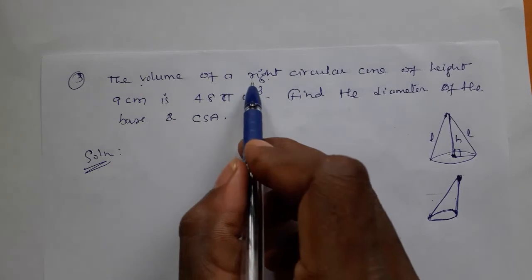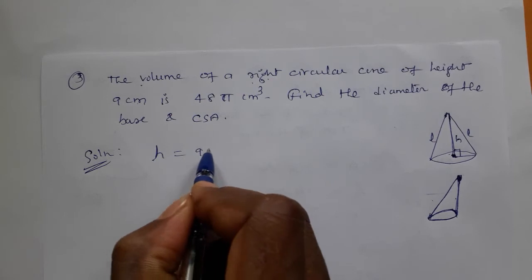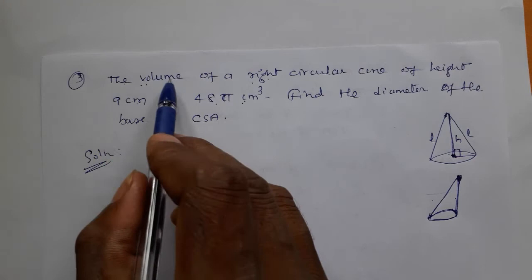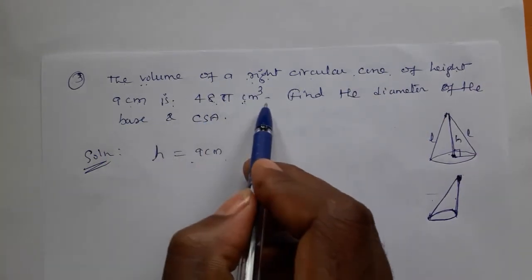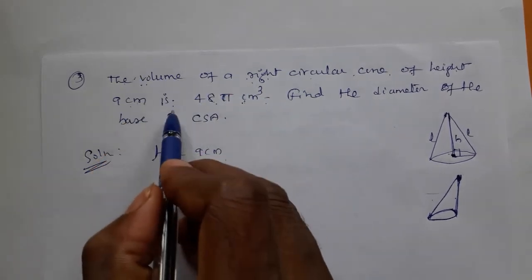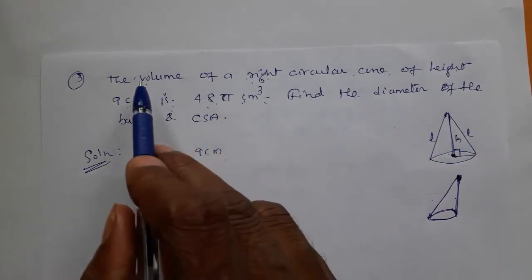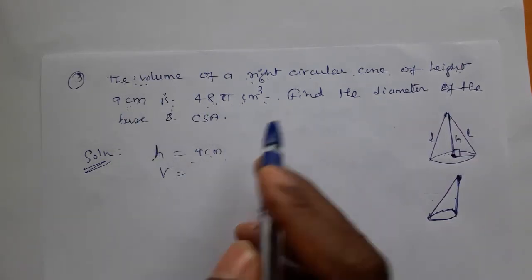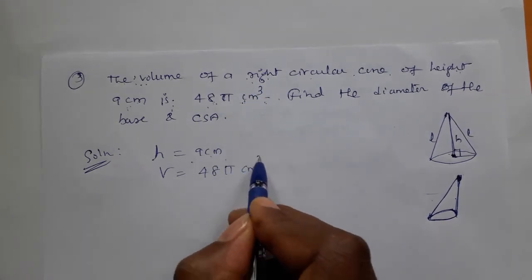Solution. The volume of the right circular cone of height 9 centimeter. So height is 9 centimeter. Is 48 pi. What is this 48 pi? That is only volume. Look, the volume of a right circular cone whose height is 9 centimeter is 48 pi centimeter cube. So that is volume. The volume is 48 pi centimeter cube. In between, height 9 is given just to confuse you. Don't worry. By seeing the unit, at least you can fix that it is volume only.